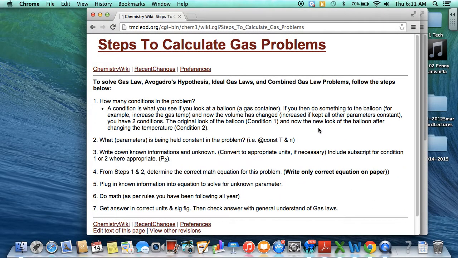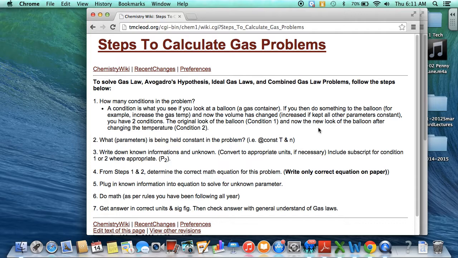Okay. For any gas problem, you should have already watched the video on the overview of gas problems, where I explain how you actually go about figuring out what mathematical relationship you want to use, because there are several. There are basically two questions you ask yourself to figure out the correct math equation. These are the steps one follows to do any gas problem.